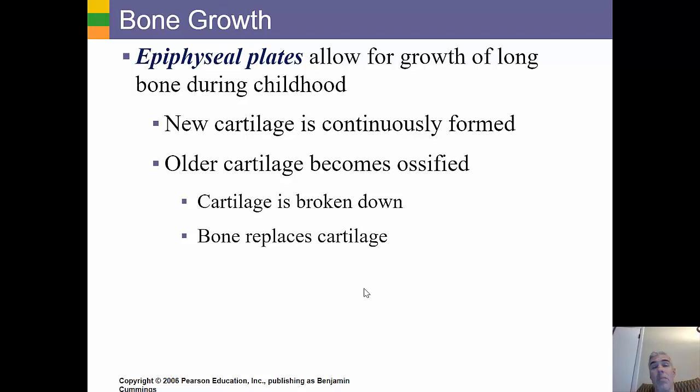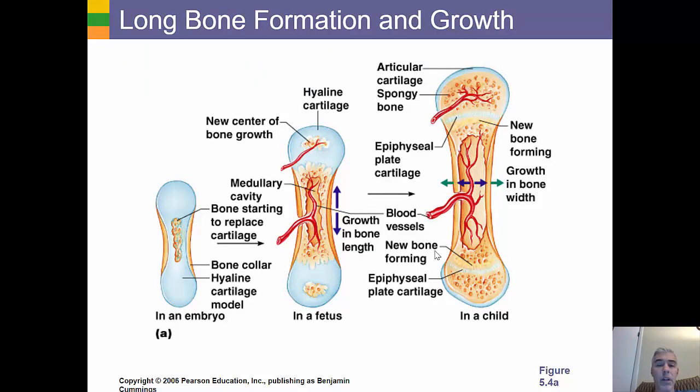We talked about this a little bit before. Remember, the epiphyseal plates are the growth plates, and those allow for growth along the long bone during childhood. New cartilage is continuously going to be formed, and older cartilage is going to be ossified and turned into bone as it grows. I'm going to show you how this works here. So here you can see there's an embryo bone, which is made of cartilage for the most part. And then in a fetus, so still before the baby's born, you can see the heads of the bone are still pretty much just cartilage, where you have some growth in the long bone that's been ossified.